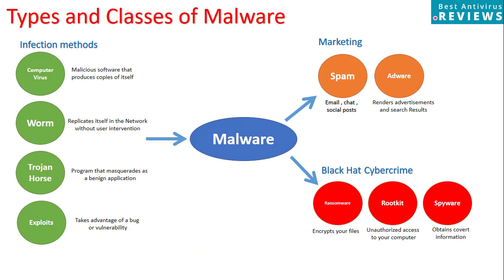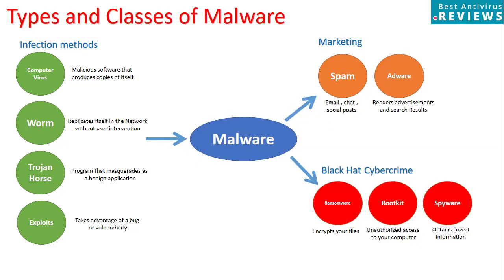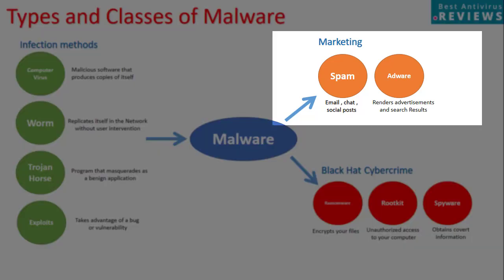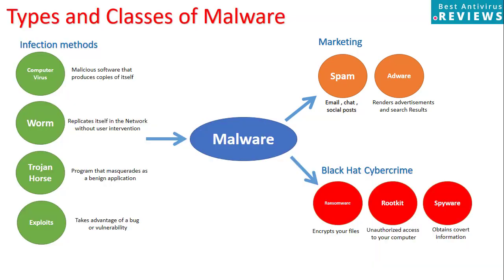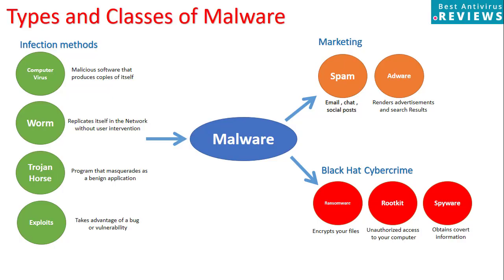Let's talk about types and infection methods of malware. We can divide this slide into three parts. The first one is infection method, or how we got the malware in the first place. As you can see, we have computer virus, worm, Trojan horse, and exploits. All of them can lead to infection. The second part is malware that focuses on black hat marketing, like spam or adware. And the last part is the most common cybercrime, stealing your data or trying to get your money.